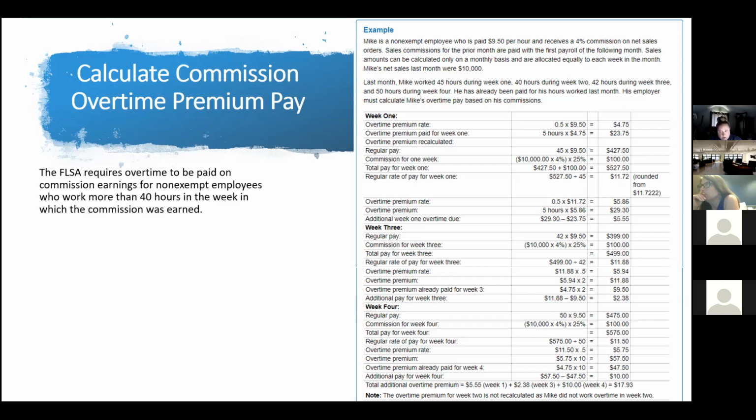So if we add all 3 weeks together of what we owe him in additional amounts, he gets $17.93 in additional pay based off of that overtime calculation from adding in his commission. Bottom line, it's a pain to go back and recalculate overtime when you add in commission.